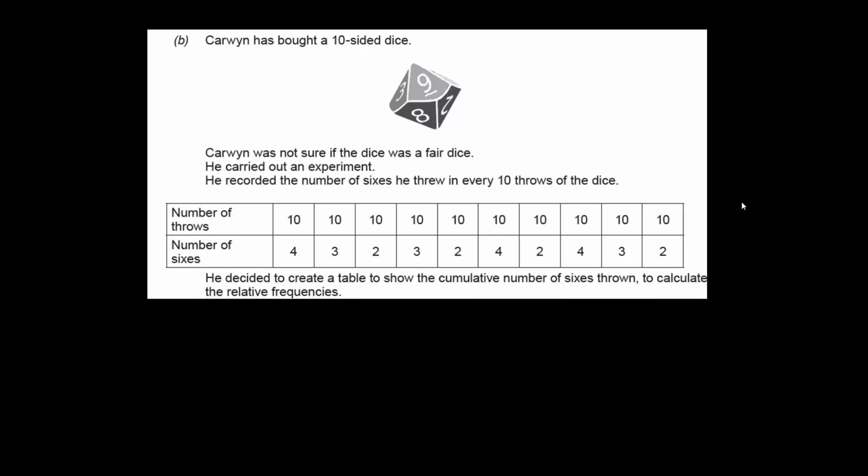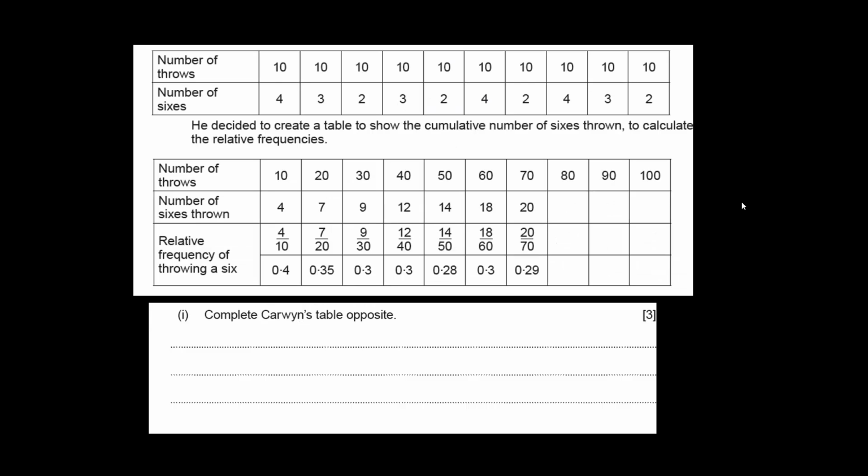Let's have a look at a part of an exam question where we've got to calculate the relative frequencies. And this is a little bit more complicated because this is the cumulative number of sixes. So let's have a close-up on the table. So okay, it says there the cumulative number of sixes thrown. Now what that means is for the first 10 throws he had 4 sixes. That's where that 4 comes from.